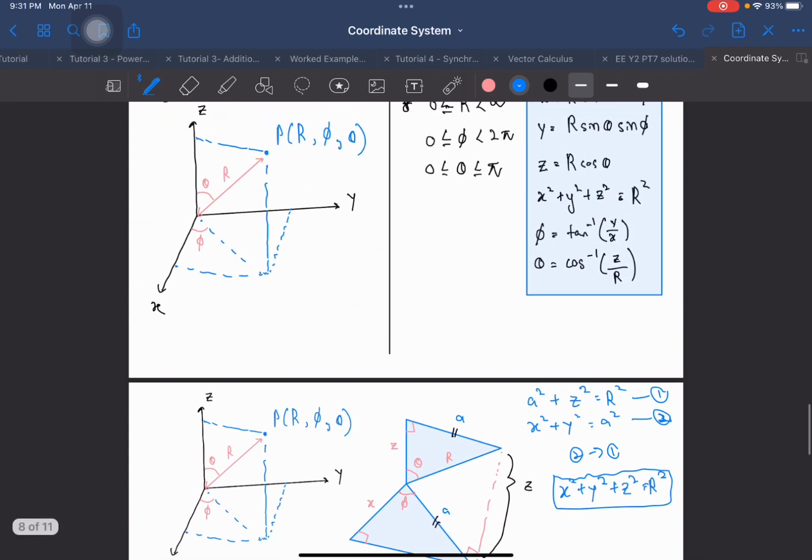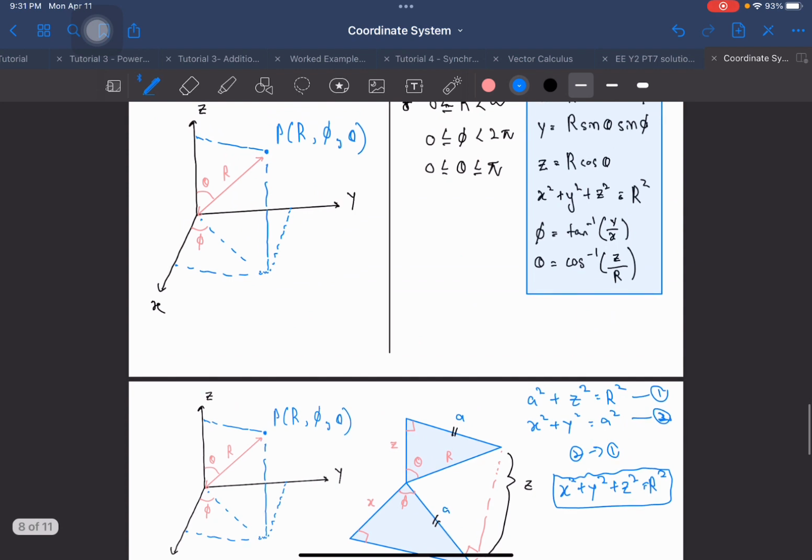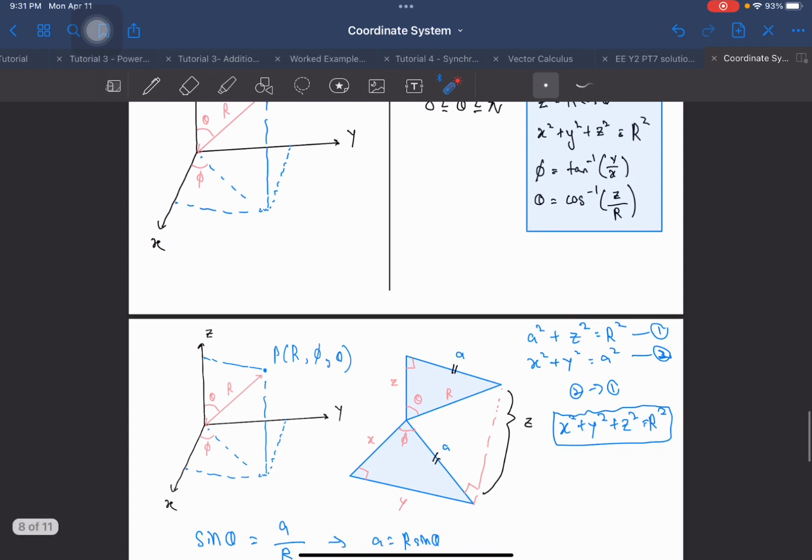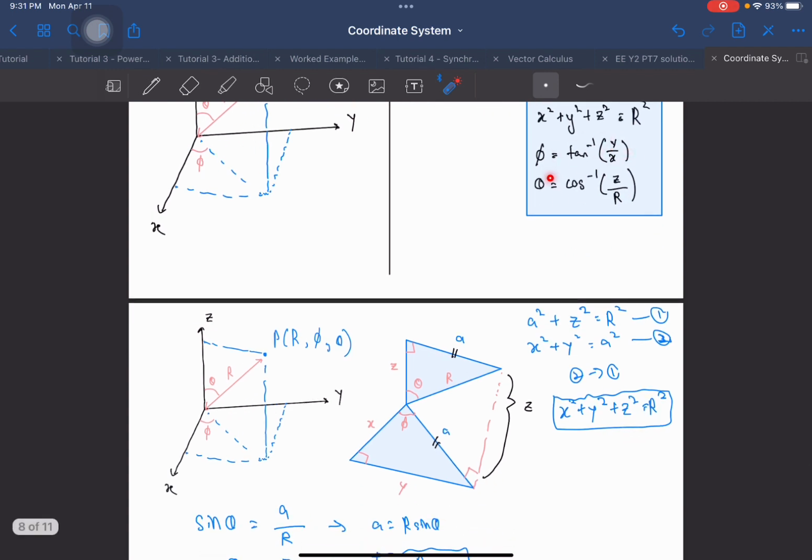So what about this one? Actually, it's just applying tangent phi to this triangle, and for this one, you just apply cos theta to this right angle triangle. So I'm pretty sure you all can get it by yourself.